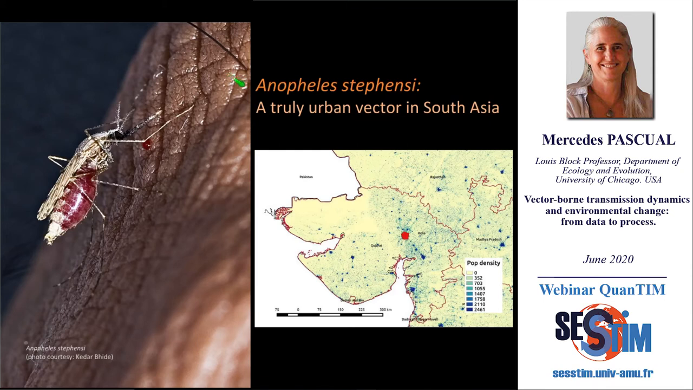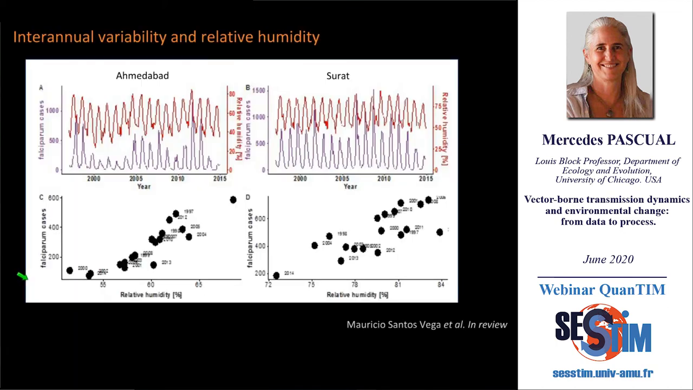I should point out that in recent years there have been reports of this vector in the Horn of Africa. So it seems to have moved that far, and it's not clear whether it could move farther. So here I'd like to show you the time series for both the cities. Here are the cases. This is for Plasmodium falciparum in this case. So we have the reported falciparum cases here in purple, and here we have the relative humidity.